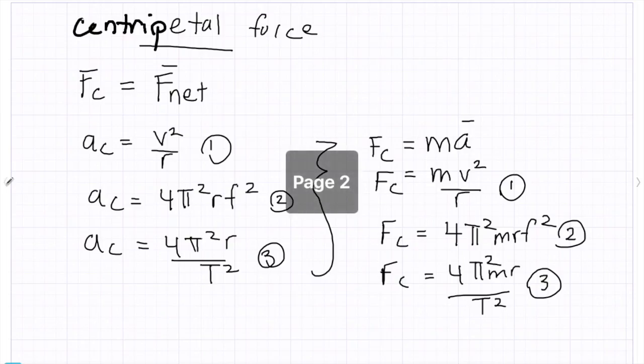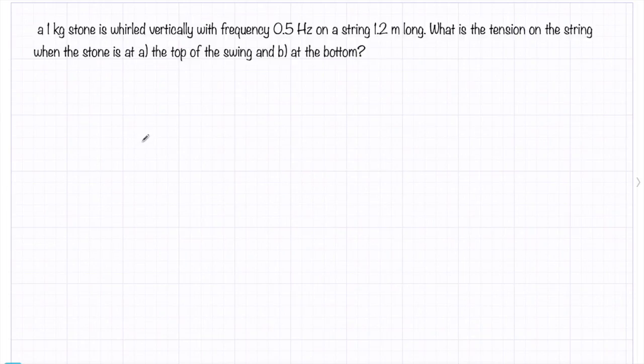So let's do a practical example. We have a kilogram stone whirled vertically with frequency 0.5 hertz on a string 1.2 meters long. What is the tension of the string when the stone is at A, the top of the swing, and B, at the bottom?